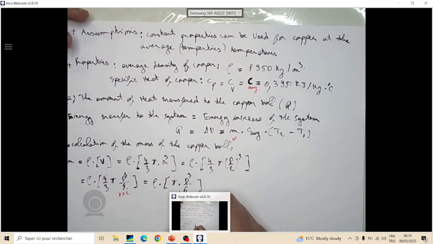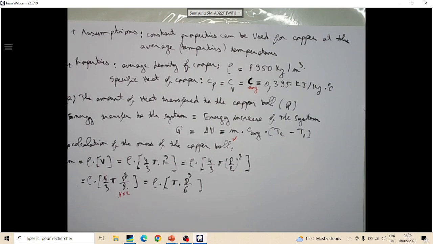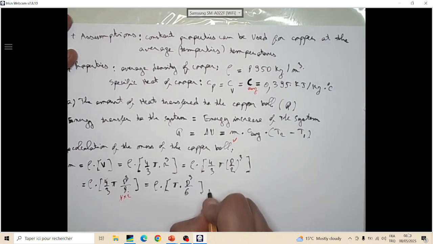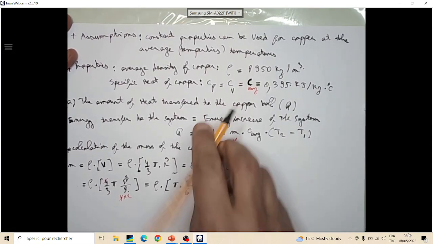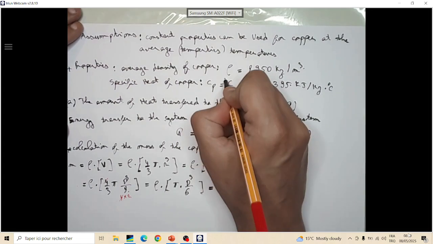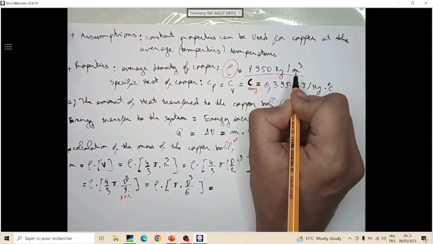And this will give me the value of the mass. I will calculate this. So what is the density? The density is this one. This is the density that I have to use. So the value of the density is 8,950 kilogram per cubic meter.